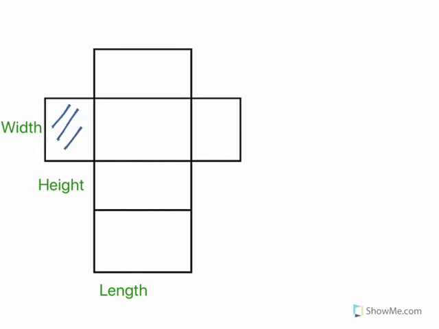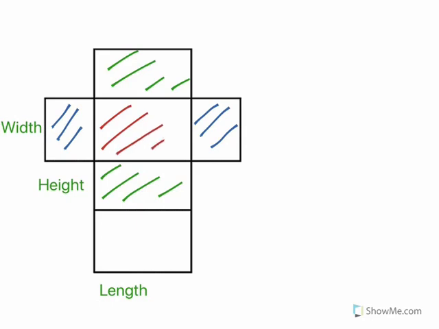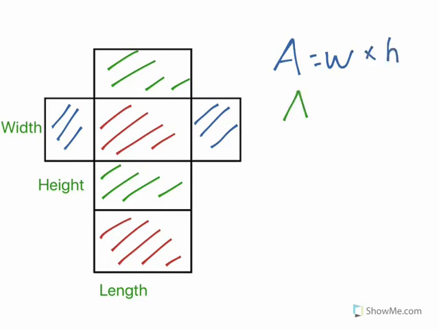This side matches this side. This side matches this side. And finally, this side matches this side. And so what we actually can do is we can find the area of the blue by looking at the width and multiplying it by the height. We can find the area of the green side by taking the height and multiplying it by the length. And we can find the area of the red side by taking the length and multiplying it by the width.